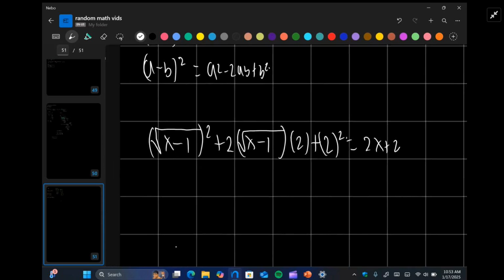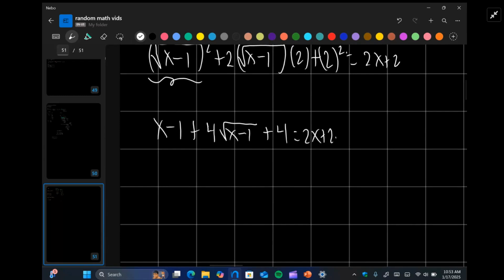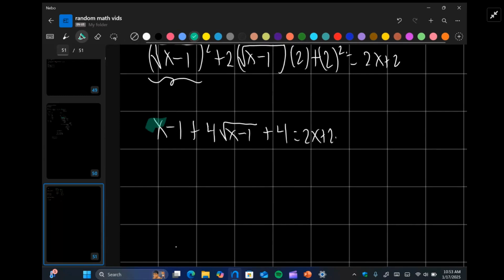So now we just simplify this. So this part will be x minus 1 plus 2 times the square root of x minus 1, and then times 2, excuse me, I forgot to do that, which is 4 square root of x minus 1 plus 4, and then equals 2x plus 2. So now we want to combine like terms.